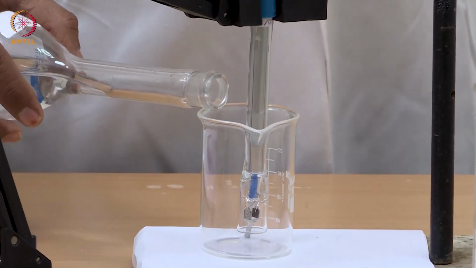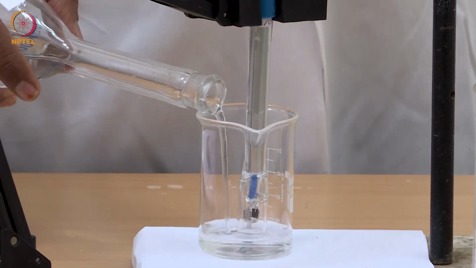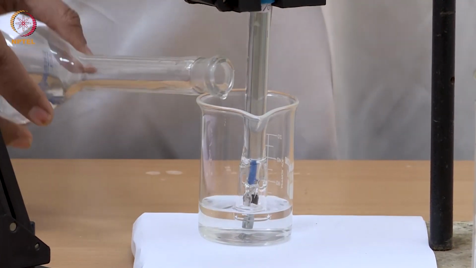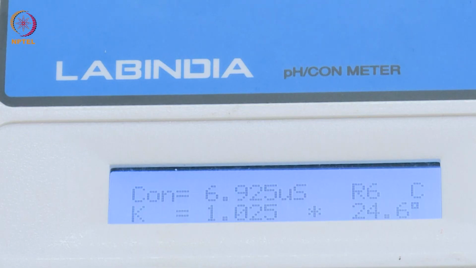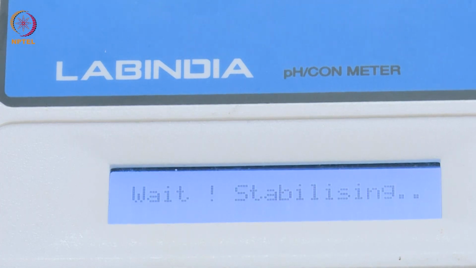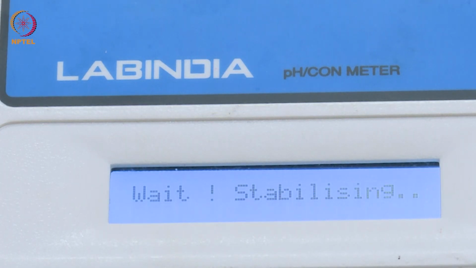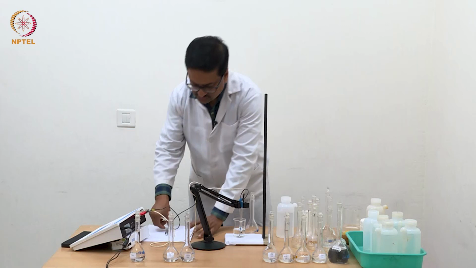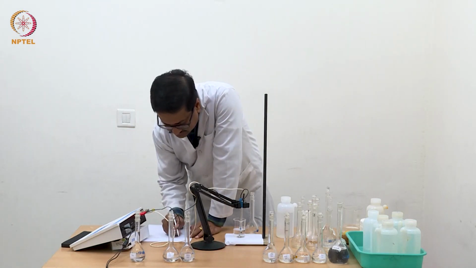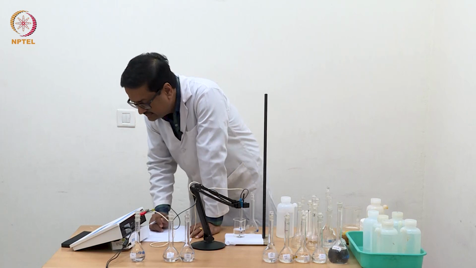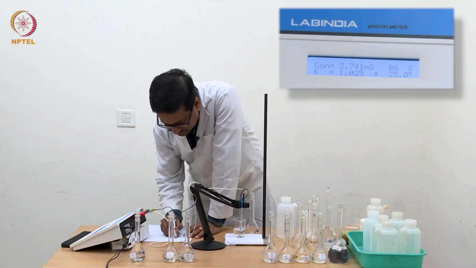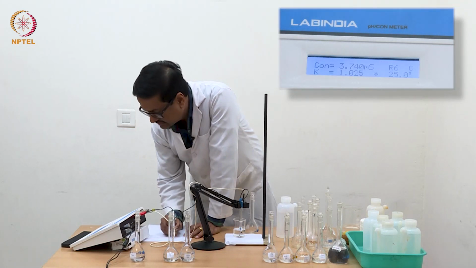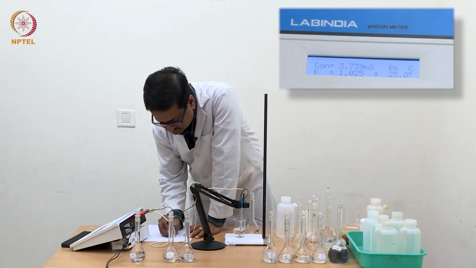So this is a double concentration, so you should see a significant increase in conductance measured using the electrode. So with 1 by 128 normal HCl, the reading is coming as 3.740 millisiemens.